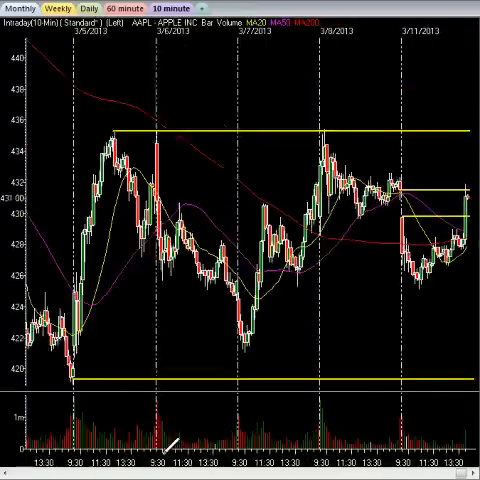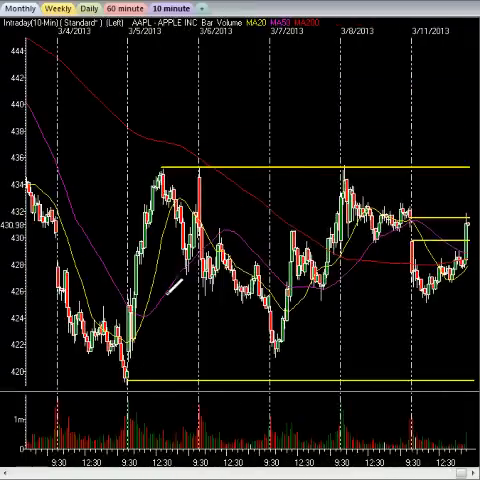And as I said before, as long as Apple doesn't take out this low, this is all inside consolidation in a bullish manner, in my opinion. So you could be looking at further upside. So keep an eye on that.